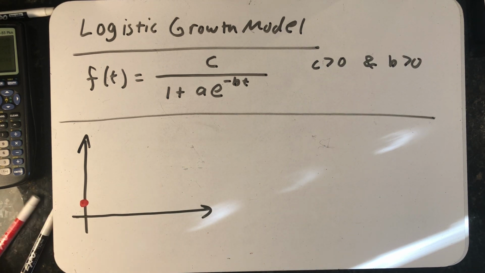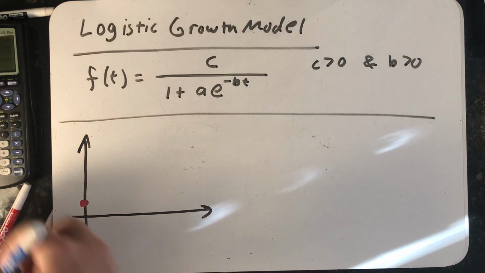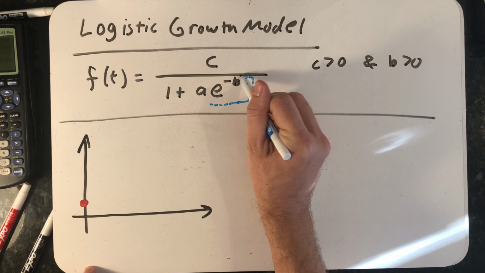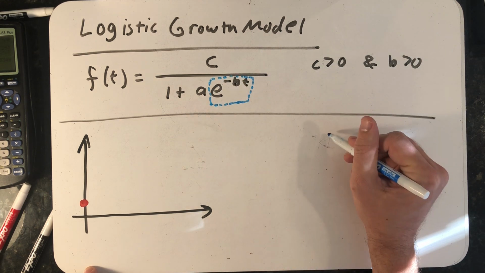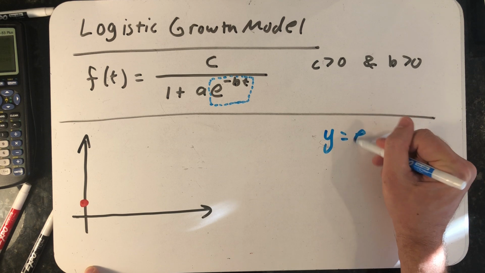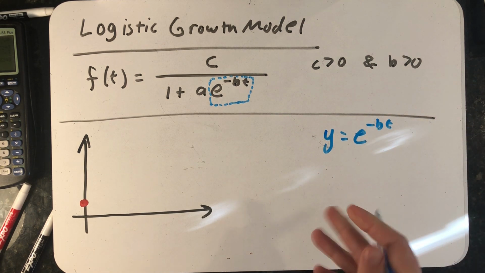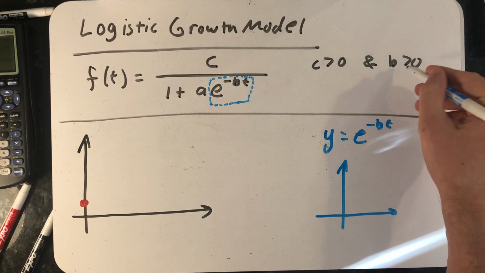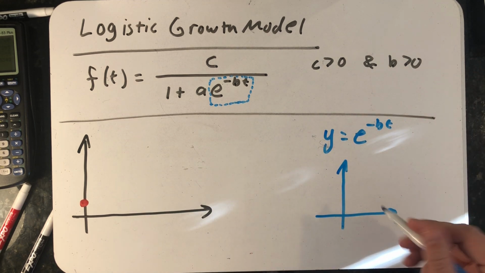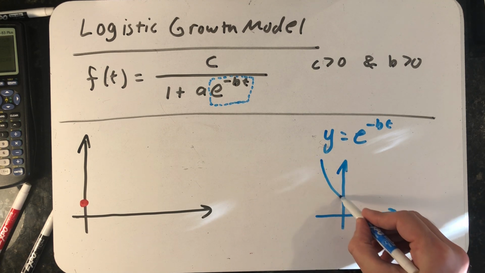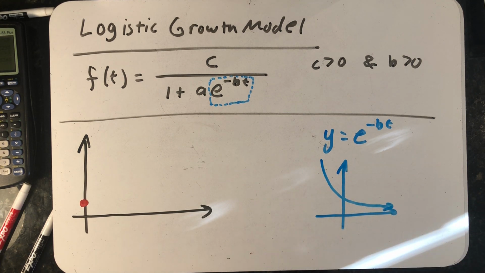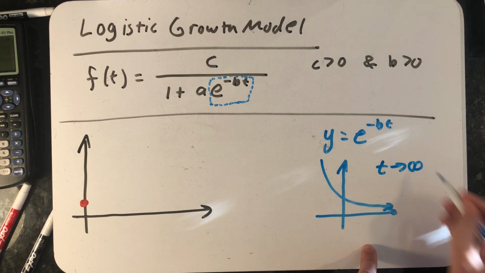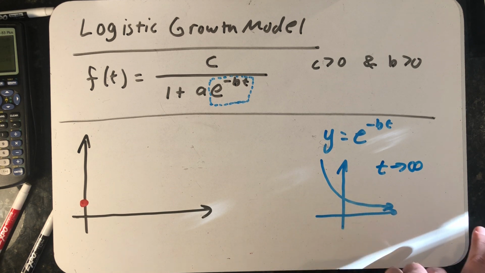Okay, now let's just look and talk for a moment about this part. If I just thought about y equals e to the bt, well, that's an exponential function. And because I have that negative in the exponent, and because b was positive, I know that is an exponential decay function itself. So as t goes off to infinity, I know that this gets closer and closer to the x-axis.